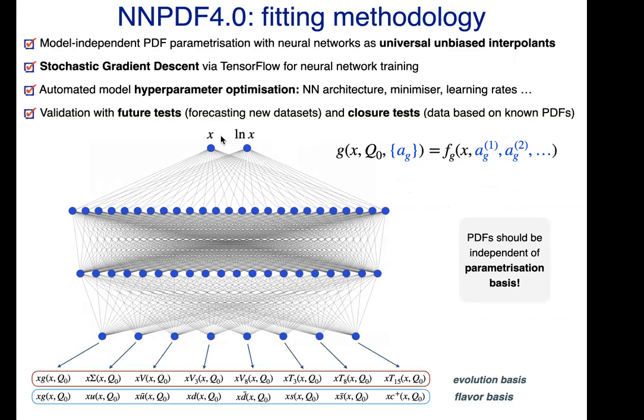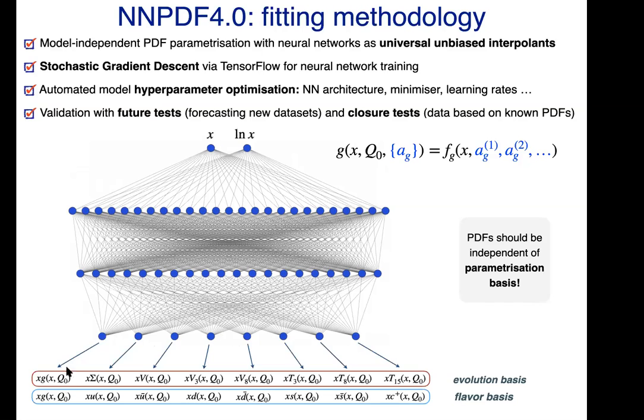The inputs are x and log x. Then we have two hidden layers. Then we have an output layer, and each of the nodes of the output layer corresponds to a specific PDF combination. For example, the gluon, the total quark singlet, which is the sum of quarks and antiquarks, and so on. And then we can also play various games to demonstrate that this parameterization is flexible enough and that it can actually provide a bias-free prediction of the data.